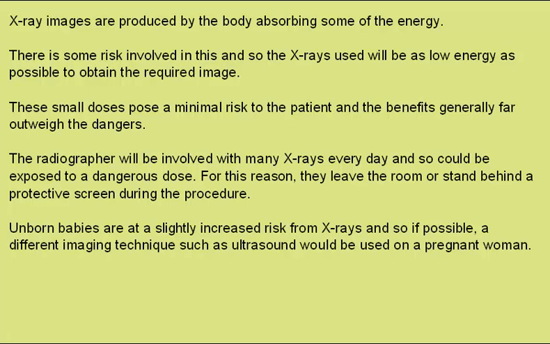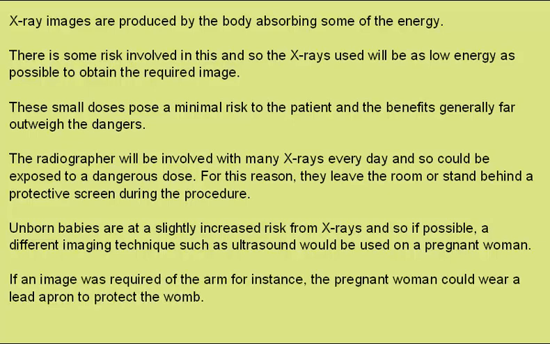Unborn babies are at a slightly increased risk from X-rays, and so, if possible, a different imaging technique, such as ultrasound, would be used on a pregnant woman. If an image was required of the arm, for instance, the pregnant woman could wear a lead apron to protect the womb. If an X-ray of the womb area is essential, then an X-ray can be taken, but the radiographer would use an extremely low dose.